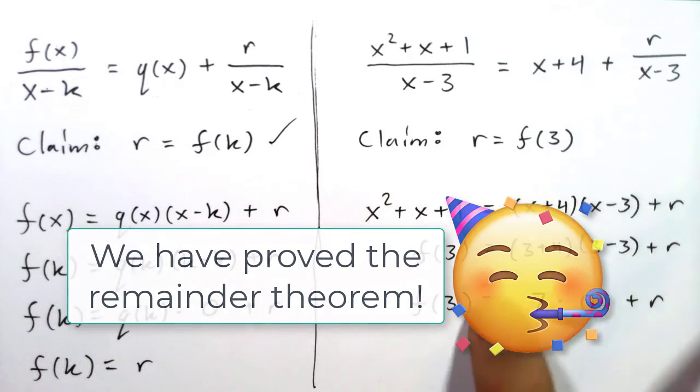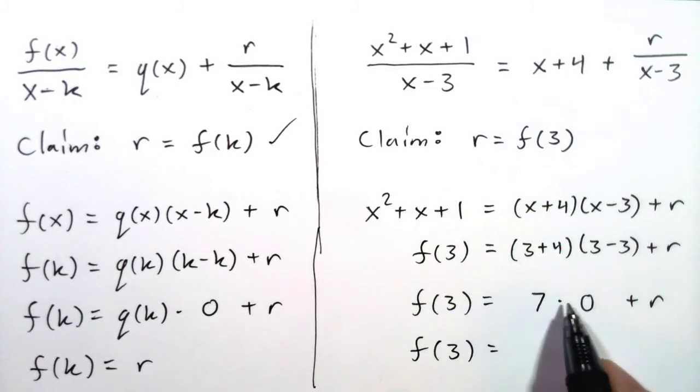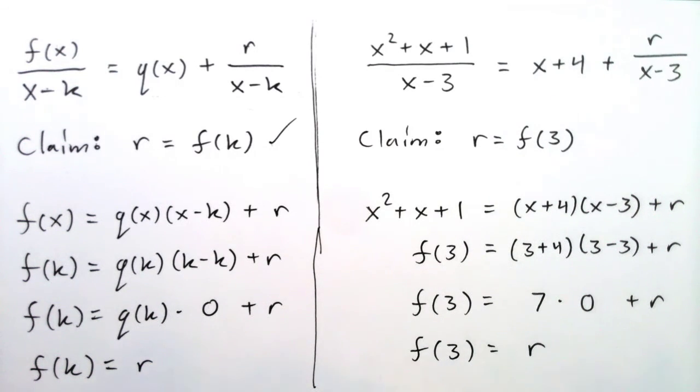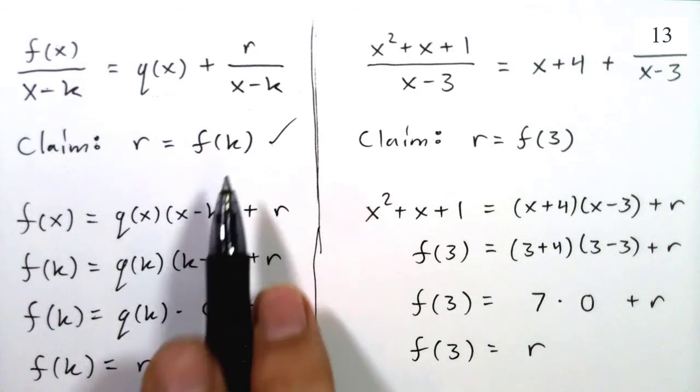Let's see how that plays out in the explicit example. 7 times 0 is 0. 0 plus r is r. So I can see that r is f of 3. And yes, if you computed it out, f of 3 is 13. And so we have proved the remainder theorem.